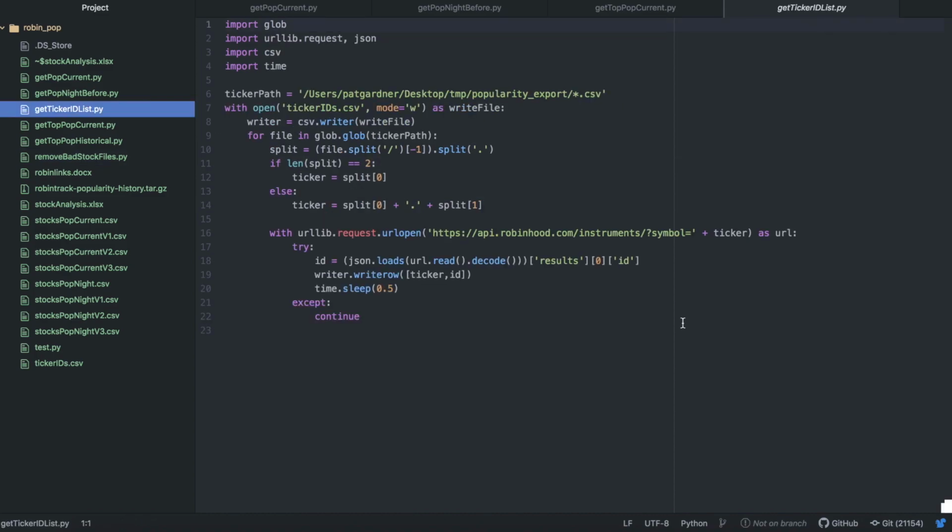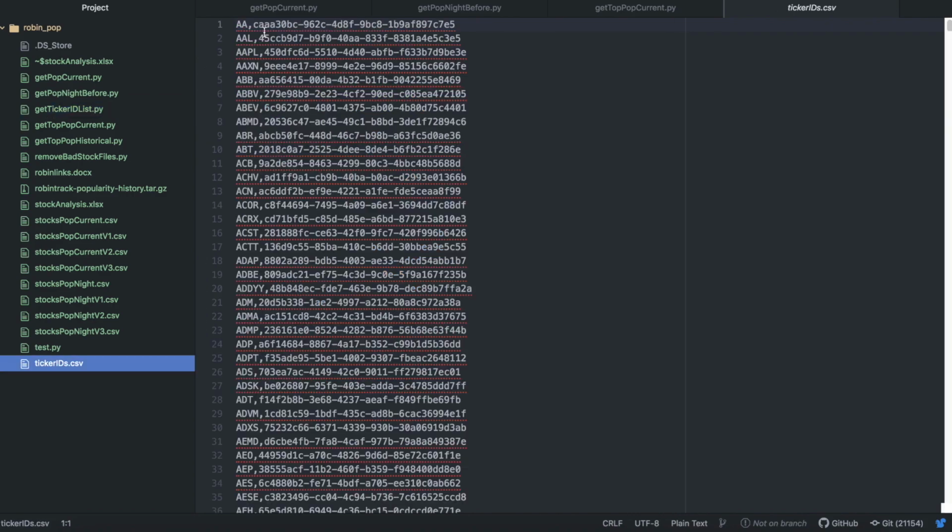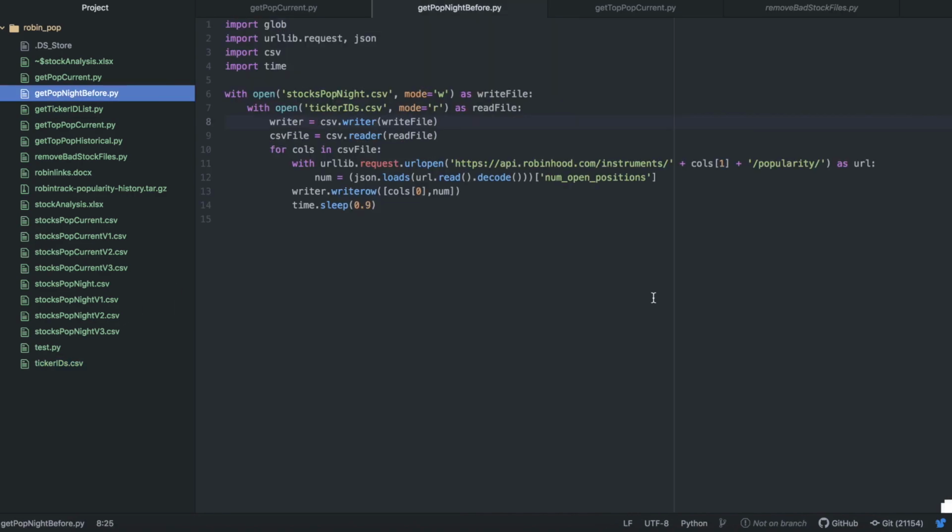Next, I wrote a program to get the ID list, mapping any given ticker to its ID in Robinhood. Once we have the ID list, we just have a simple program that you would run the night before, and this would query Robinhood for the number of people holding that. And I have a separate script that I run about an hour into the market, because the data that Robinhood provides isn't updated past about the hour, in my experience with it.